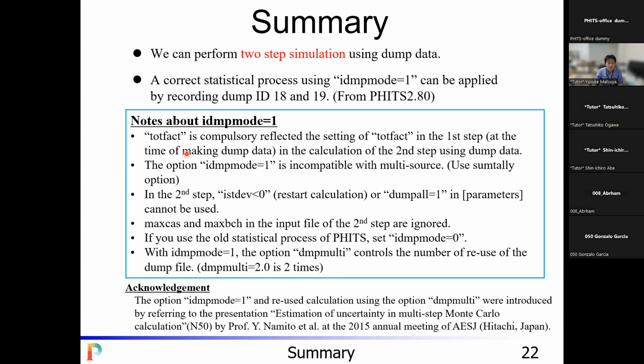First, the source factor setting in the first step is reflected at the time of making the dump data and in the calculation of the second step using the dump data. The option idump mode equals 1 is incompatible with the merge source. In the second step, the negative istdev value, resonance calculation mode, or dump all equals 1 in the parameter section cannot be used. Okay? And max cast and max batch in the input file of the second step are ignored.